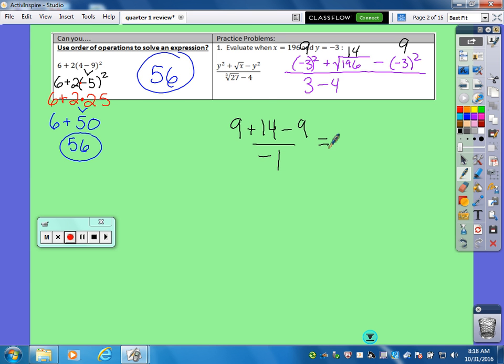So let's keep solving that. 9 plus 14 is 23. Minus 9, if you were smart, you notice you're adding and subtracting 9, so it's just going to give you that middle number right there, 14. So 14 divided by negative 1 is negative 14, and we're done.